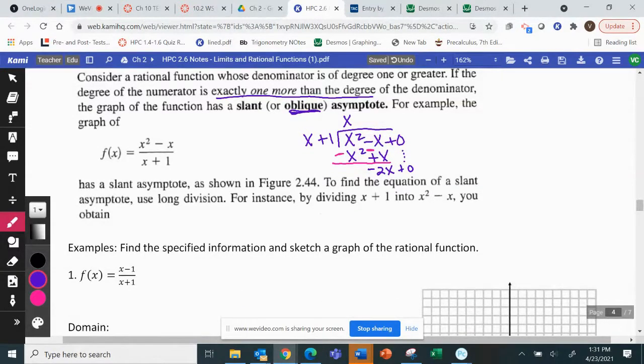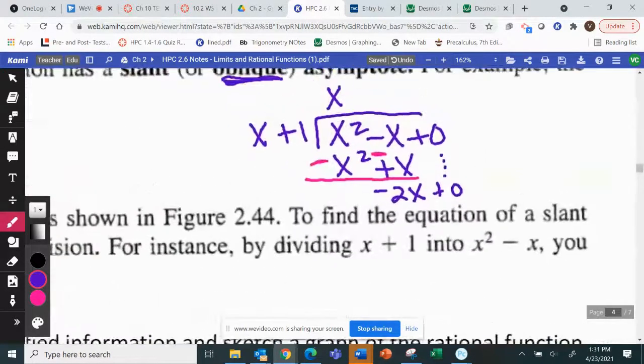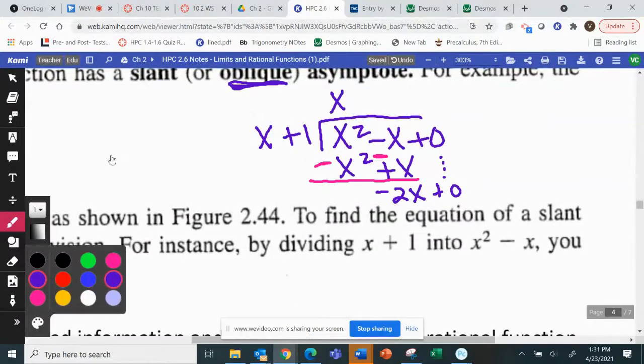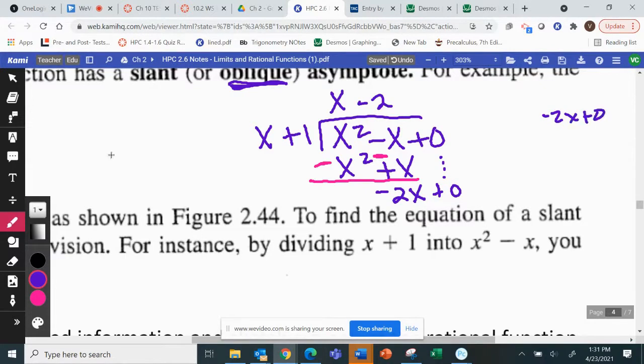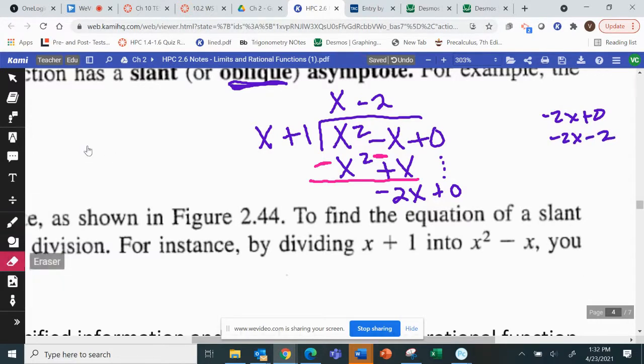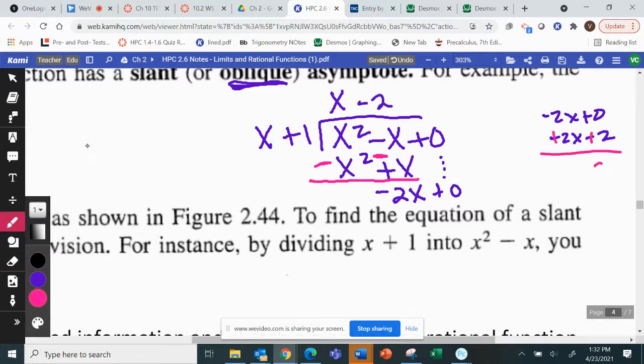And I didn't plan this very well because I wrote way too big. So then I divide x into negative 2x. I get minus 2. And then I distribute the minus 2, and I get minus 2x minus 2. Then I subtract them, and I get 2 as my remainder.